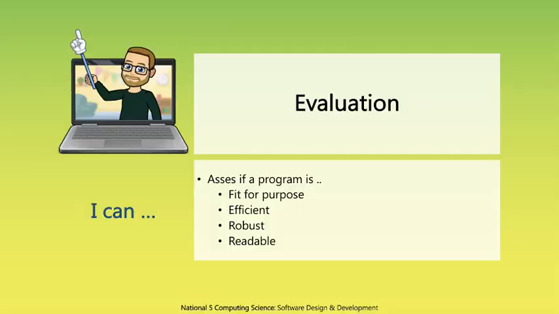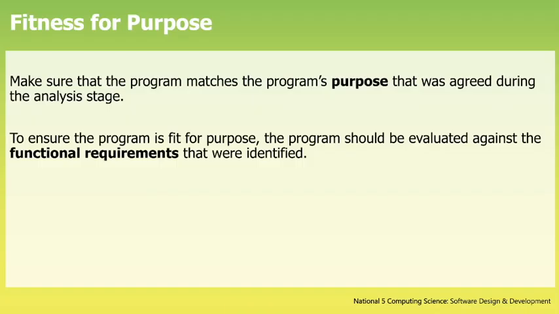Once you've tested a program, it's essentially finished, but we're going to evaluate it. And we're going to evaluate to make sure it does what we want it to do, it does it efficiently, it's robust, and the code itself is readable. So fit for purpose is making sure that the program matches the agreed criteria during the analysis stage. So you're looking at your purpose statement, you're looking at your functional requirements and going, does my program do what I want it to do?